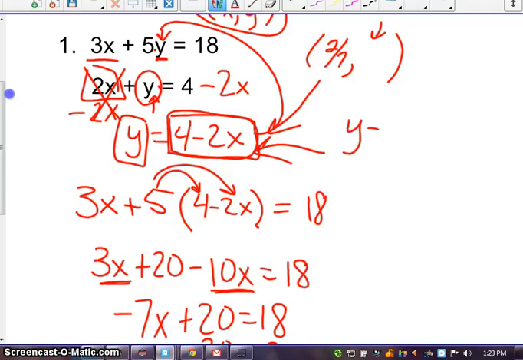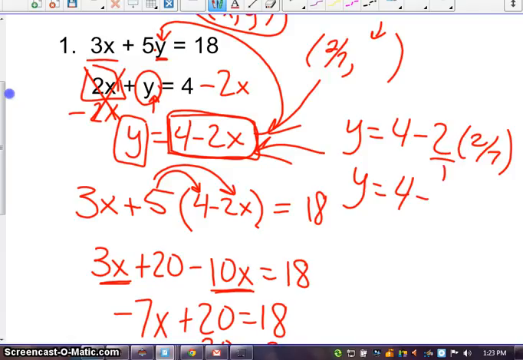Okay? So I'm going to plug in 2 sevenths for x right down here in this equation. So y is equal to 4 minus 2 times 2 sevenths. So y is equal to 4 minus, and remember when you multiply by a fraction, you put the whole number over 1. So 2 times the top number is 4, over 7. So 4 minus 4 sevenths is 3 and 3 sevenths. So that's what y equals. So we're going to write 3 and 3 sevenths.